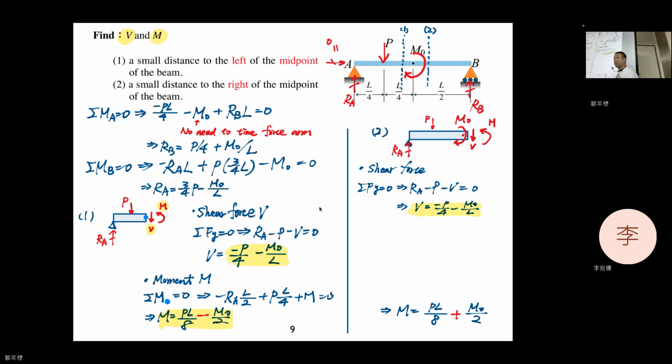It is exactly the same, right? So it tells us one thing: the applied moment M0 won't affect the change of the shear force. Even if you apply a moment, shear doesn't change from left to right. So this is what the result tells us. How about moment?